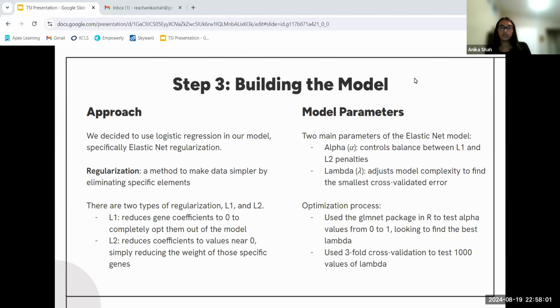In our program, we used a package in RStudio to explore a range of alpha values from 0 to 1. We used cross-validation to test 1,000 values of lambda and find the one that gave us the smallest cross-validated error. Two of the subsets were used for training, while the third was used for validation. Then, using the optimal parameter we found, we developed our elastic net model.